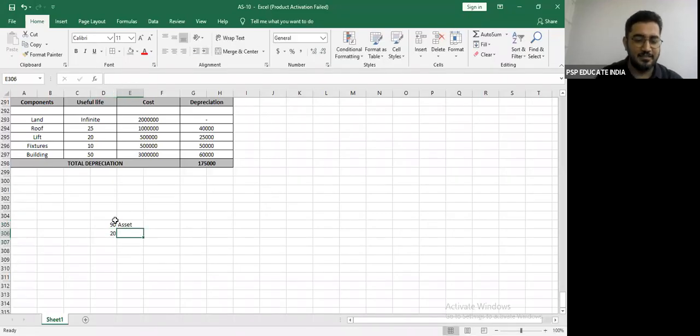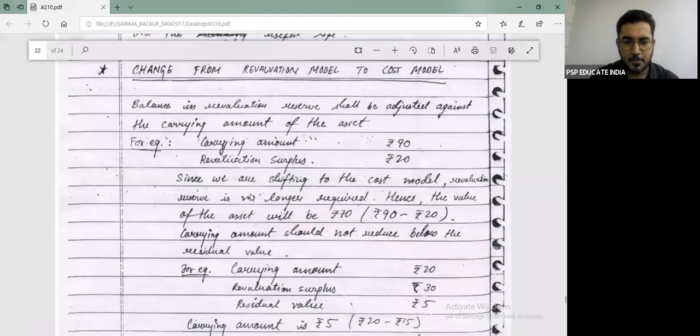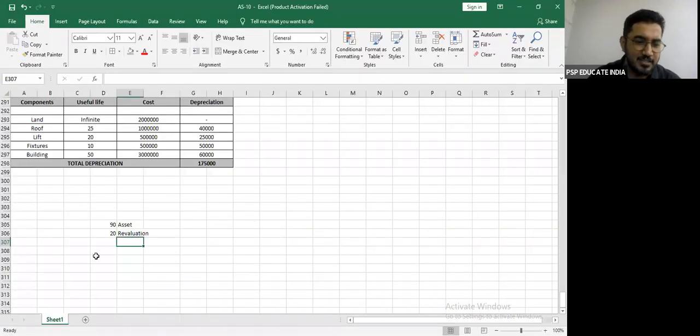Revaluation is 20. Can you tell me what will be the value of the asset before revaluation? If the asset's value is 90 and revaluation is 20, then what will be the value of the asset before revaluation? Okay, everyone agrees 70. So you will have the value of 70. Why? Because in revaluation you increase the value of the asset. We increased by 20 and it became 90.